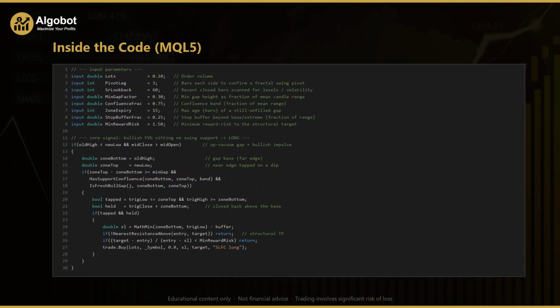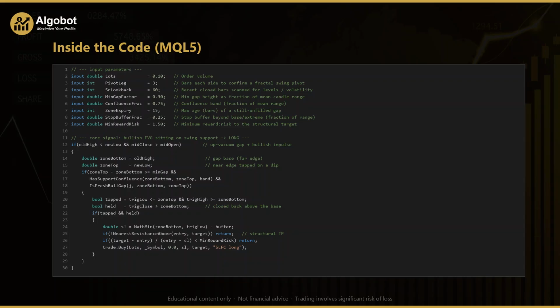Swing lookback is how far back the EA scans for both levels and its volatility scale. MinGapFactor is the smallest gap it will accept, expressed as a fraction of the mean candle range, so larger values filter out noise. ConfluenceFrac defines how close a swing level must sit to the gap base to count as backing. ZoneExpiry caps how old an unfilled gap can be. StopBufferFrac pads the stop, and MinRewardRisk rejects any setup whose structural target is too close relative to its risk. Now the signal itself.